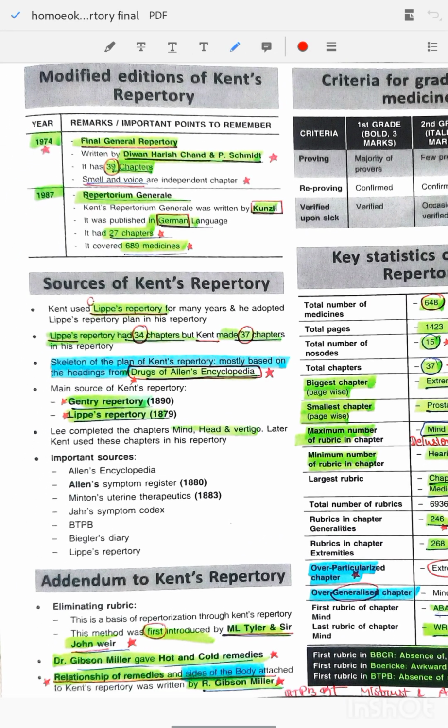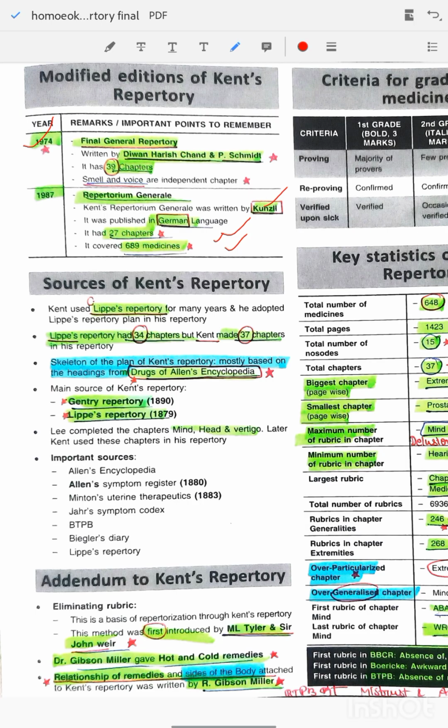Now let us study about modified editions of Kent repertory. You can see in 1974, Final General Repertory. It was written by Diwan Harishchand and Pereira Schmidt. It had 39 chapters. Smell and voice are independent chapters. In 1987, Kent Repertorium Generale was written by Künzli, in German language, with 27 chapters and 689 medicines.